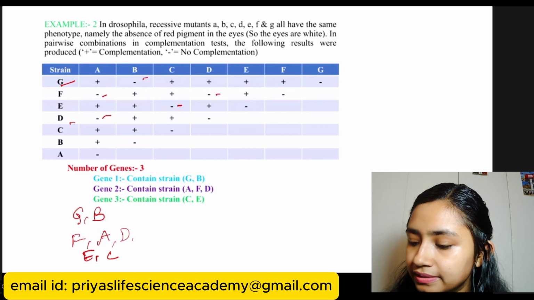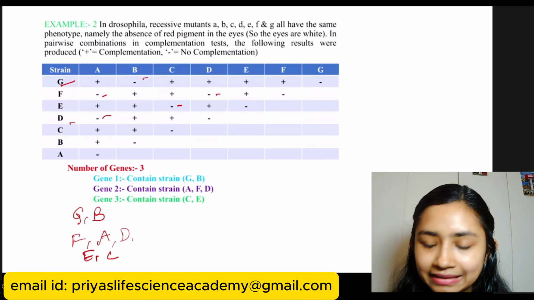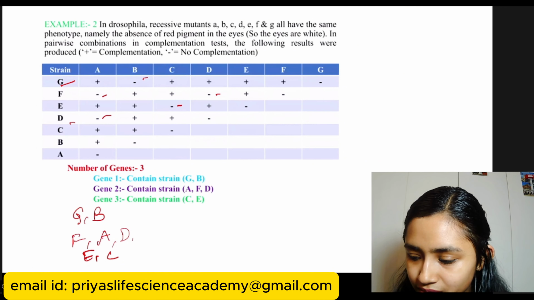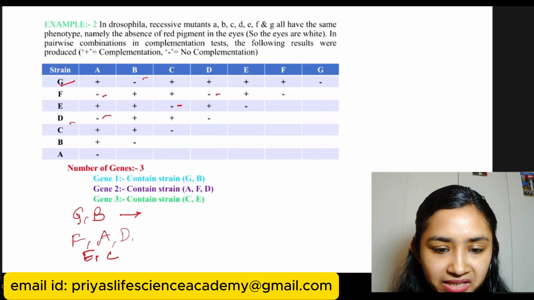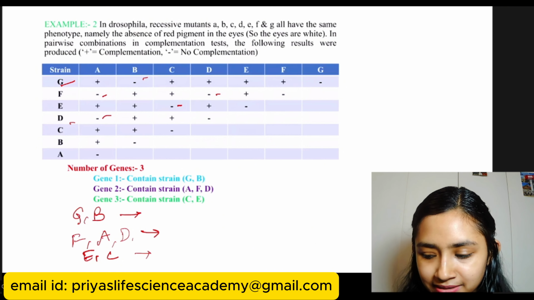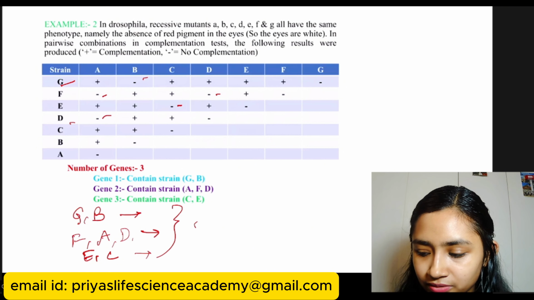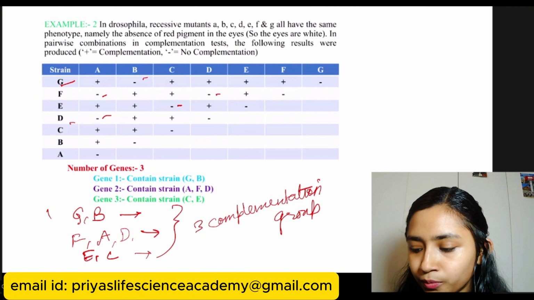Then G and B, and yes, okay. So as a whole we can see that there are 3 complementation groups. G and B are in the same complementation group, F, A and D in the same complementation group, and E, C in the same complementation group. So as a whole 3 complementation groups. In group 1 2 genes, in group 2 3 genes, in group 3 2 genes.